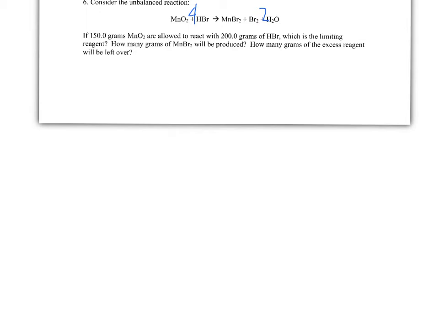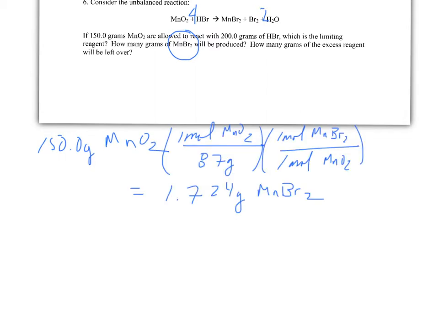So for any limiting reactant problem, I'm going to anticipate what the question is asking me. How many grams of manganese 2-bromide will be produced. So I'm going to use that as my target molecule to base my calculation on. I'm going to assume that all of the MnO2 reacted and see how many grams of MnBr2 could be produced. This is just a stoichiometry calculation. And this is suggesting that if all the MnO2 reacted, we could produce 1.724 grams of MnBr2.